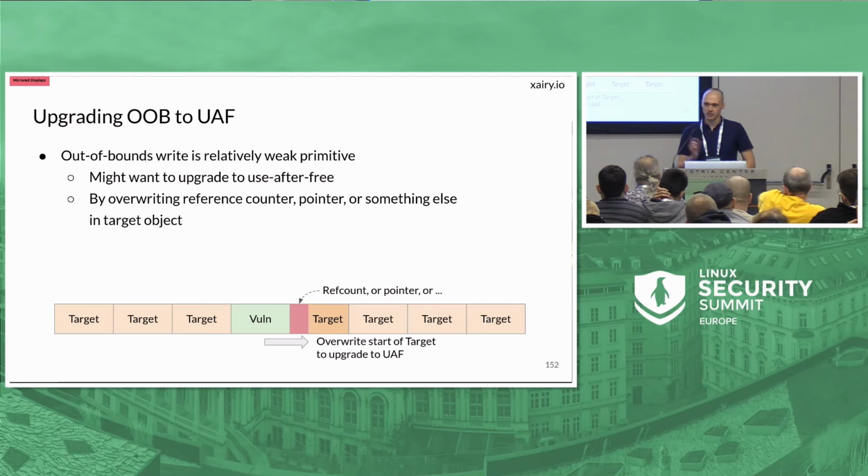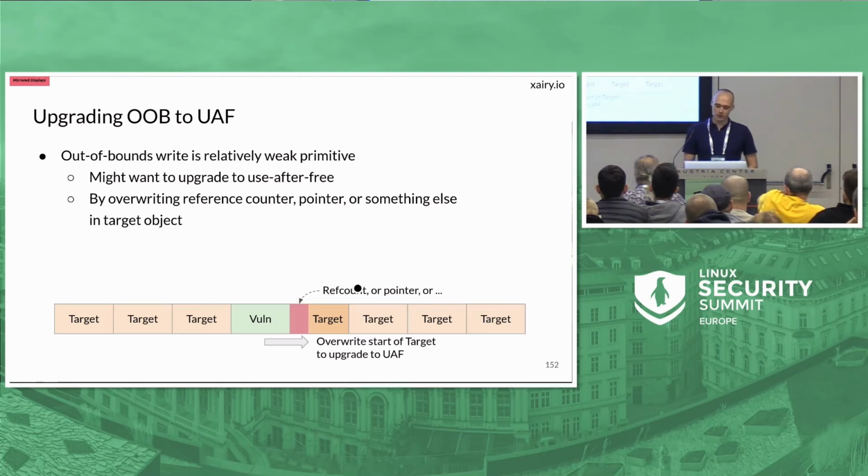For example, if you have a single byte out of bounds, it's very hard to corrupt something meaningful inside of the kernel to directly get code execution. So often what people do is they want to upgrade this out of bounds primitive to a stronger primitive, and typically people upgrade it to a use after free primitive, just because use after free is usually way stronger than out of bounds in terms of things you can do with the exploit.